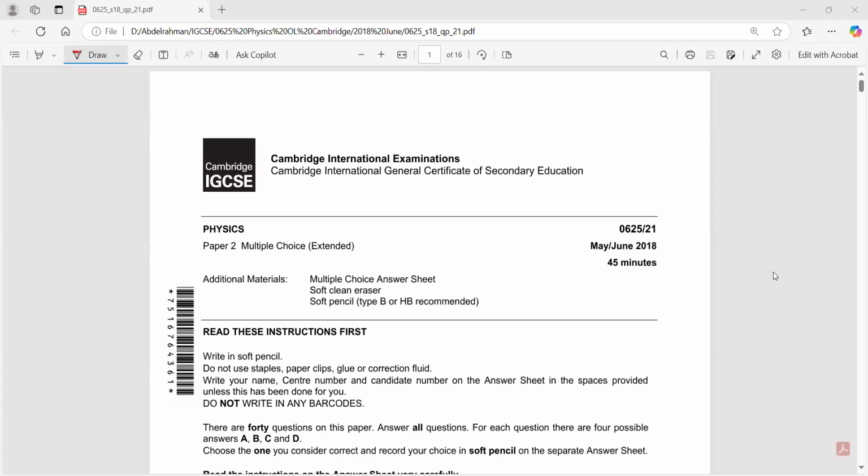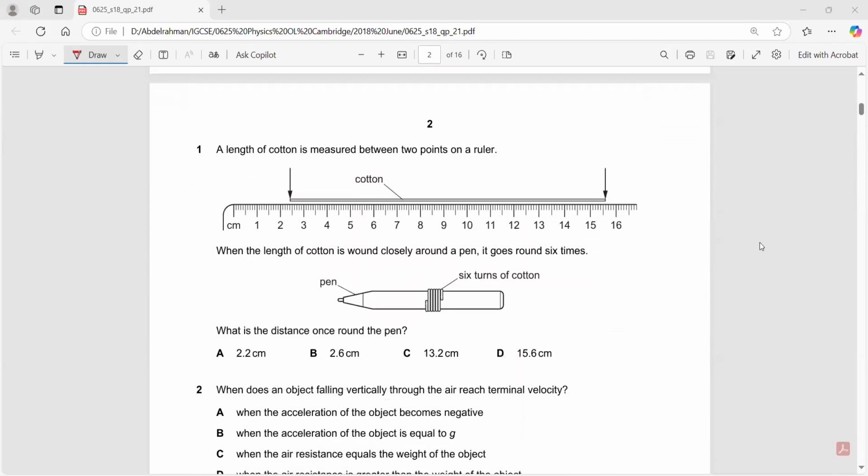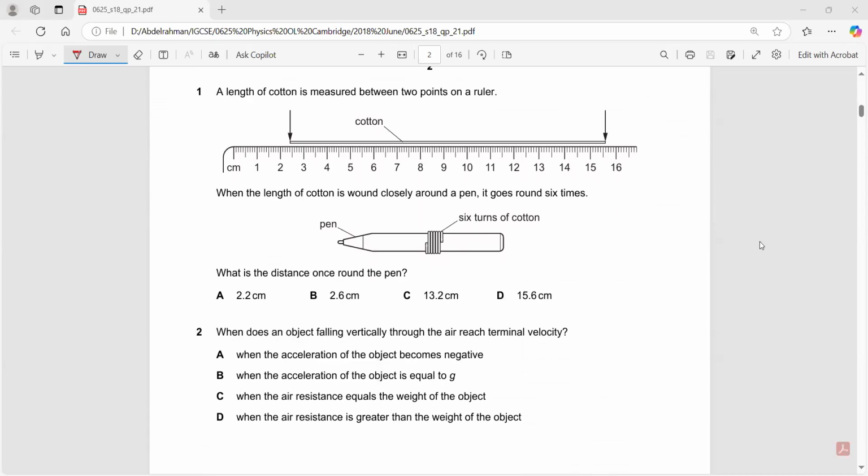Okay, May-June 2018, Paper 2, Variant 1. Question 1. A length of cotton is measured between 2 points on a ruler. When the length of cotton is wound closely around the pen, it goes around 6 times. What is the distance once around the pen? So the distance of the whole length of cotton is what?